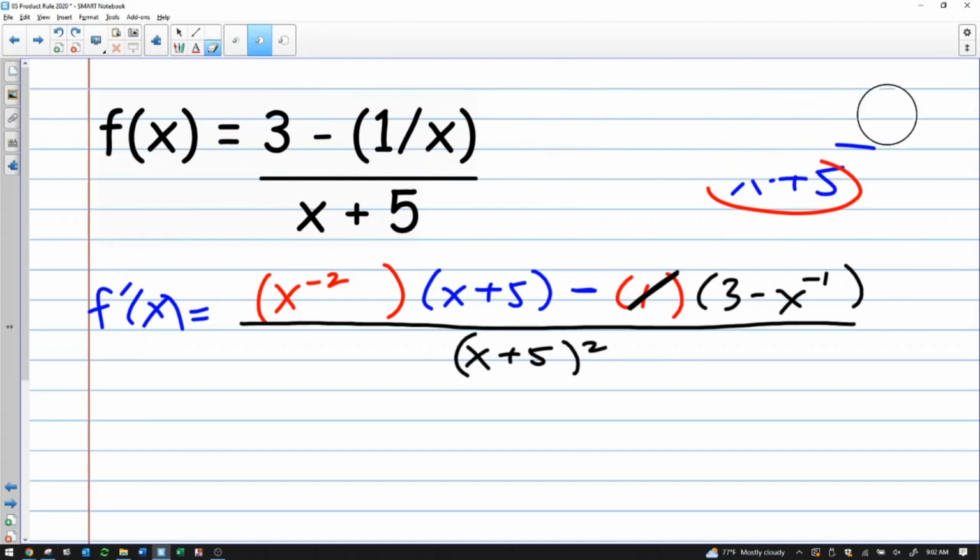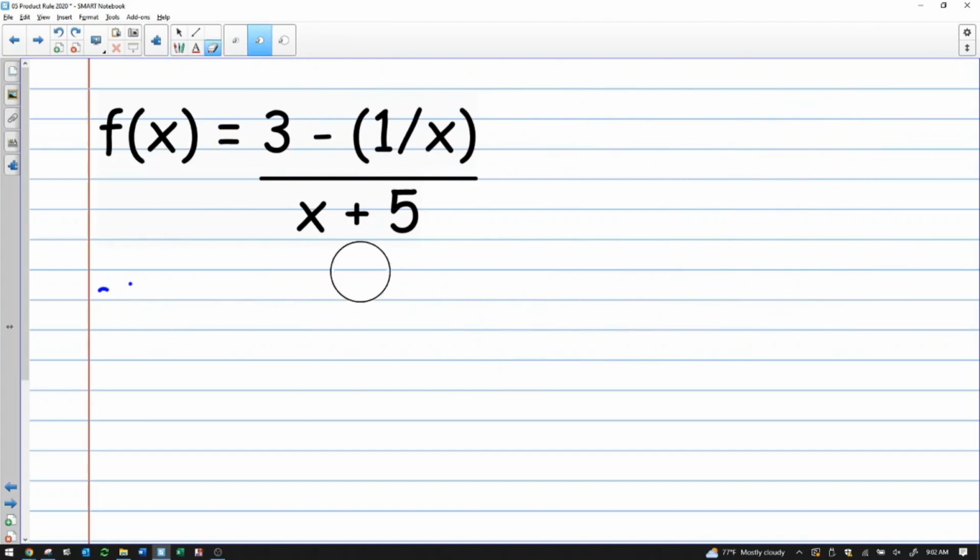All right, let's look at this problem here. This one here, you're going to have to rewrite before it becomes very easy. What do you think that I would suggest you rewrite? The 1 over x. How would I rewrite that? Yeah, x to the negative 1. If you change that to x to the negative 1, that's going to make your whole life easier here.